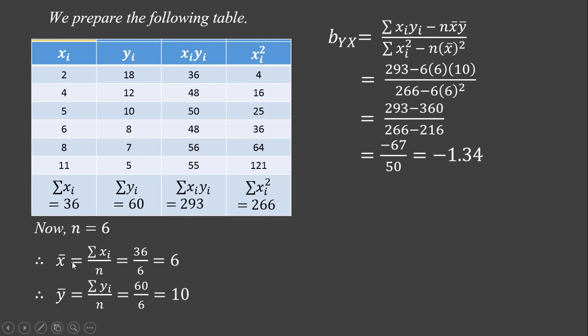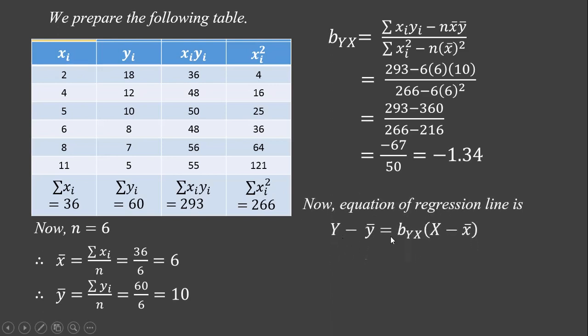So we have now the three required things, x bar, y bar and byx. Now we can write the equation. Now the equation of regression line is y minus y bar is equal to byx into bracket x minus x bar. Now here in these three places we write the values. Y minus y bar is 10 is equal to byx, here minus 1.34 into x minus value of x bar is 6. Only we have to substitute these three values and simplify the equation.